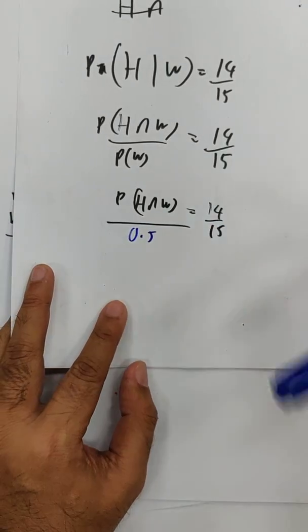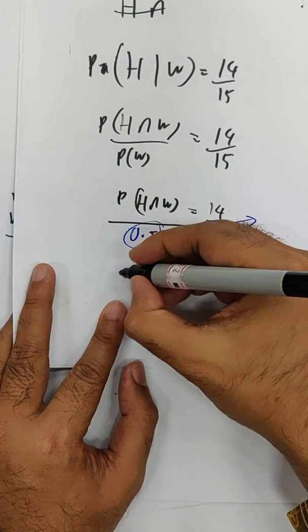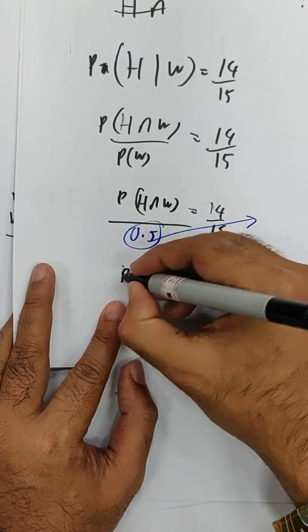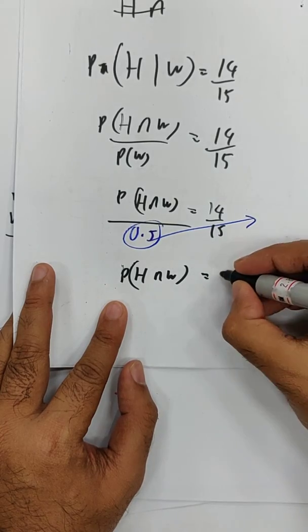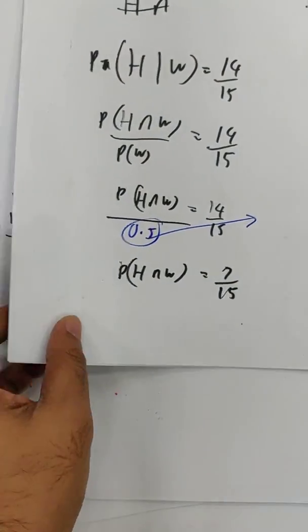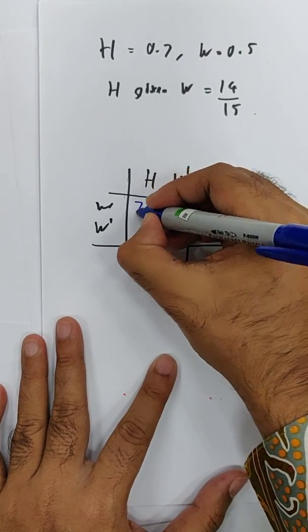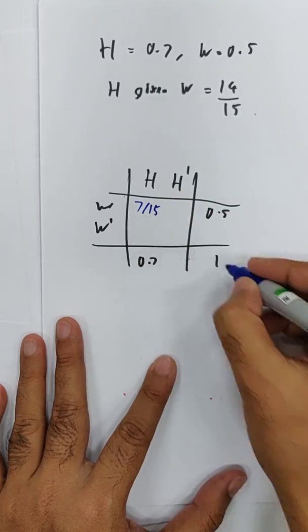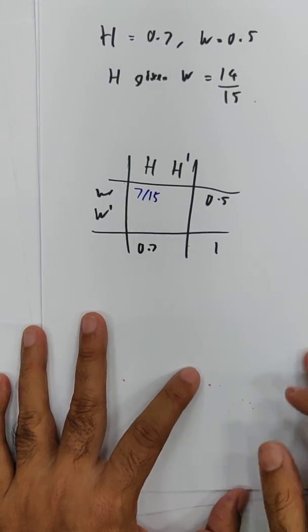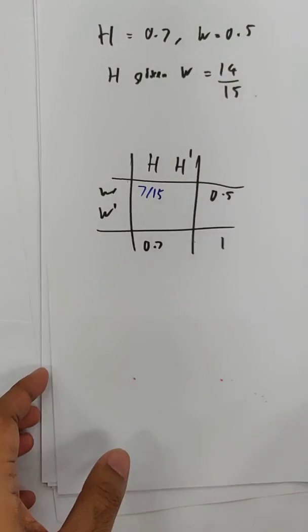So what do I do with this? I cross multiply over here. So I get myself 7/15. So over here 7/15, and then you can fill up the rest. Okay? Can I leave this to you on your own? I leave this to you on your own.